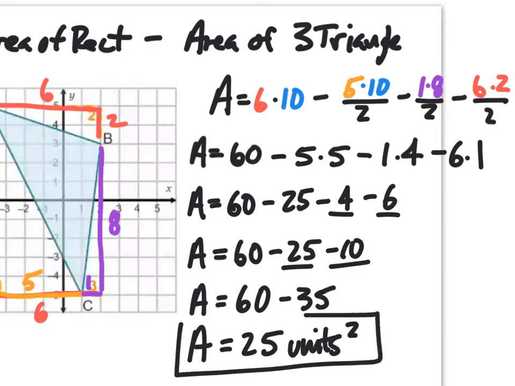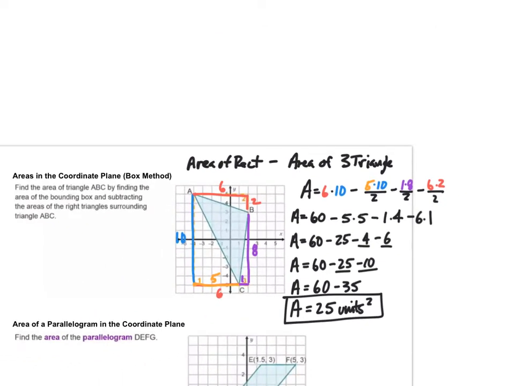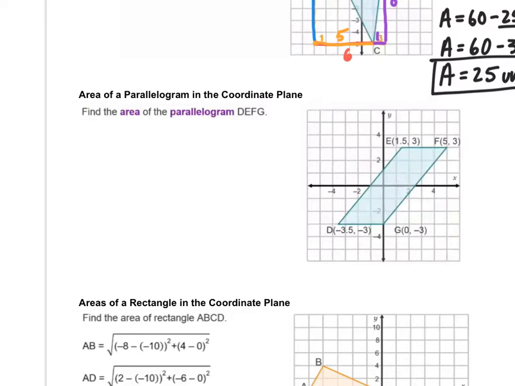All right. Now, you could still find something that's perpendicular and do all that kind of stuff, but that would require a lot of extra work. So this is a method, okay, and it's kind of a unique, cool method. All right, let's take a look at areas of parallelograms in the coordinate plane.